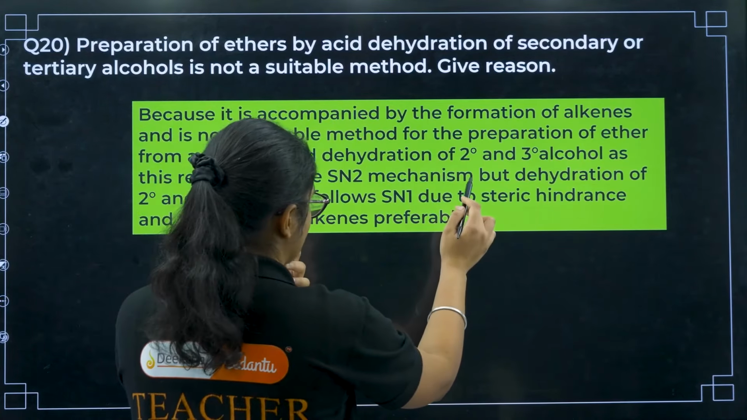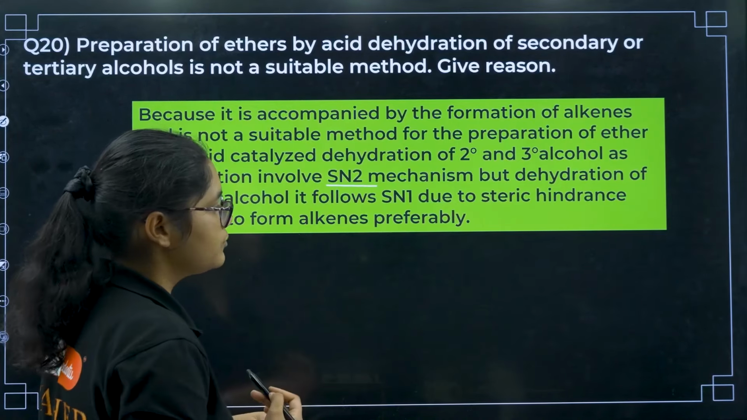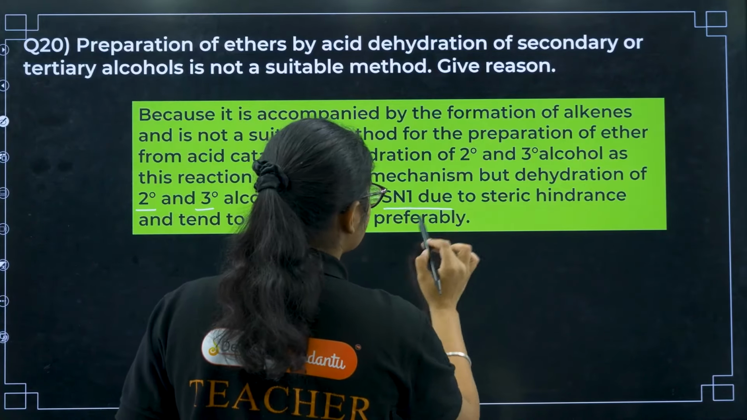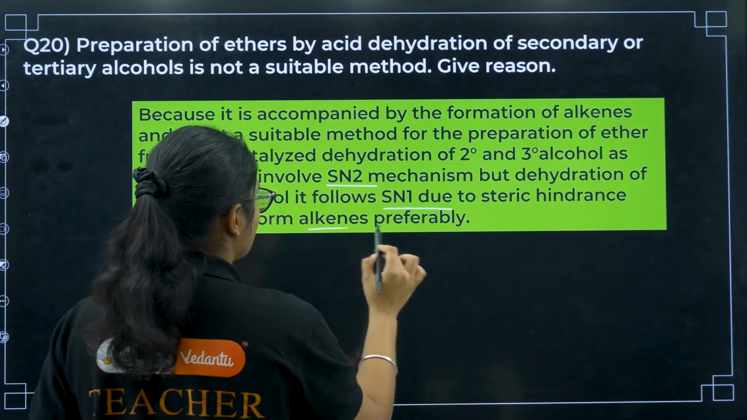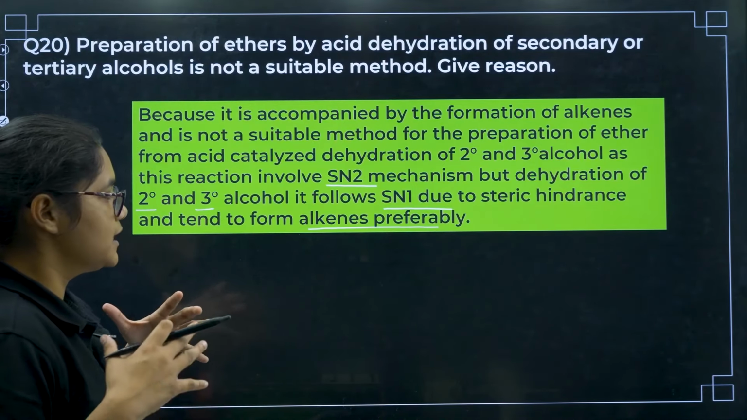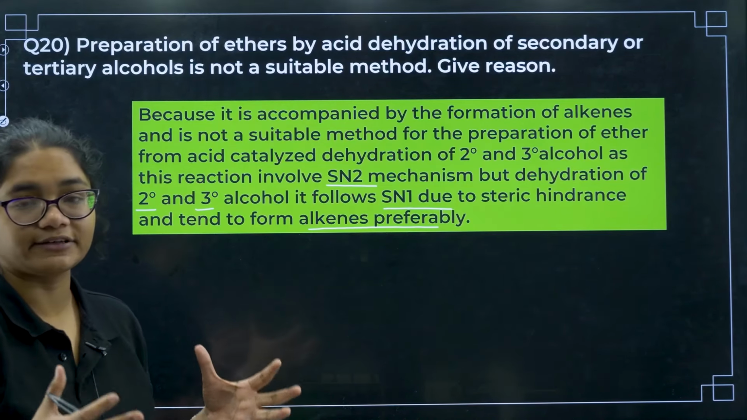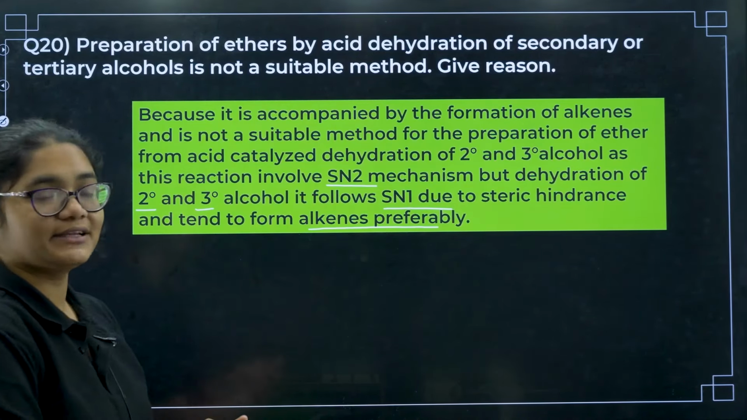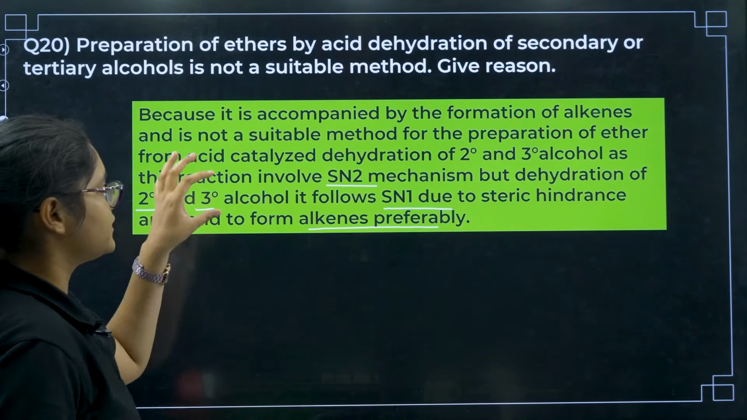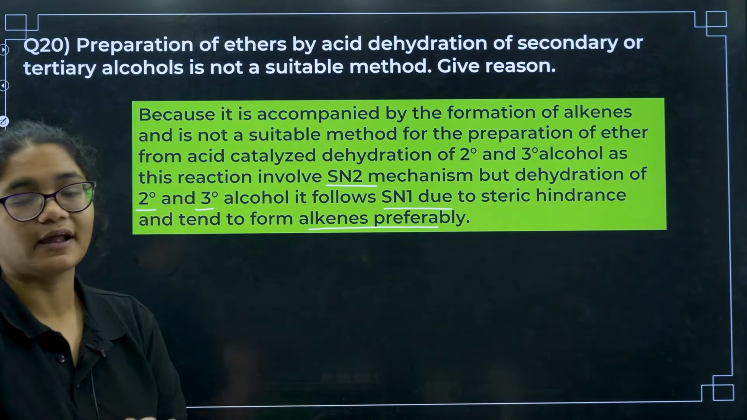From acid catalyzed dehydration of secondary and tertiary alcohols, as this reaction involves the SN2 mechanism, but dehydration of secondary and tertiary alcohols follows SN1 due to steric hindrance and tends to form alkenes preferably, okay. So basically there is more tendency to form alkenes from secondary and tertiary alcohols, because the reaction will follow the SN1 mechanism and not the SN2 mechanism, okay. So that is why you can get alkenes as the major product. This is the main thing that you should remember, okay.